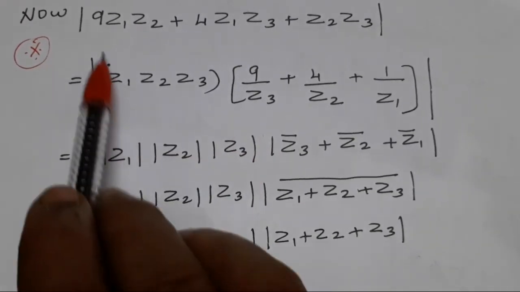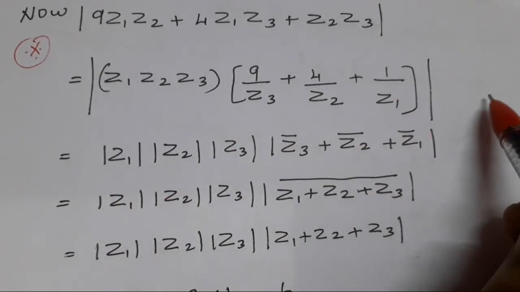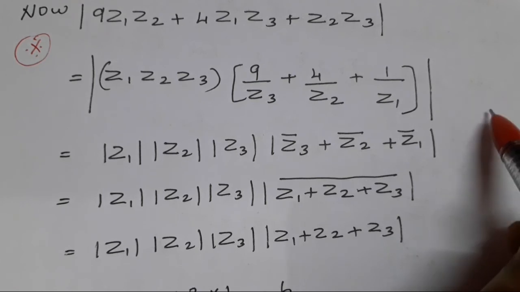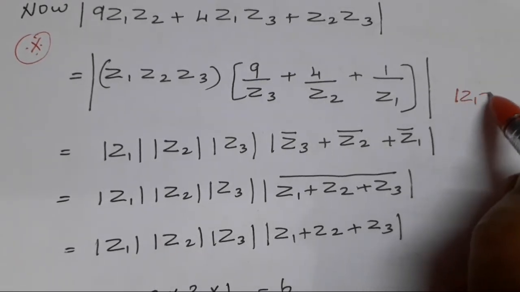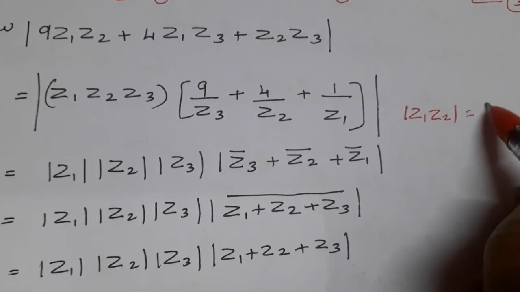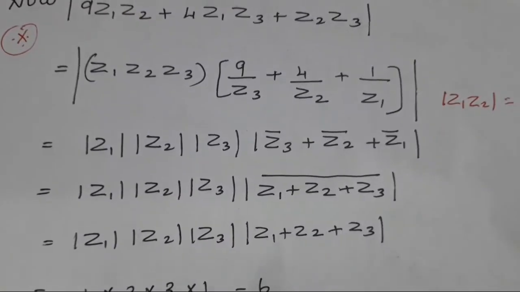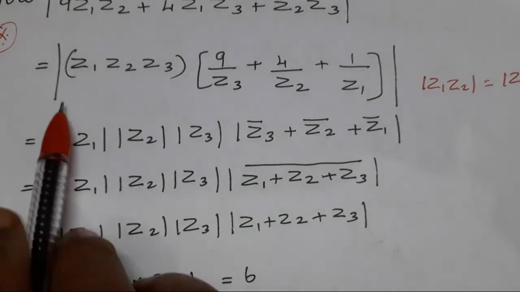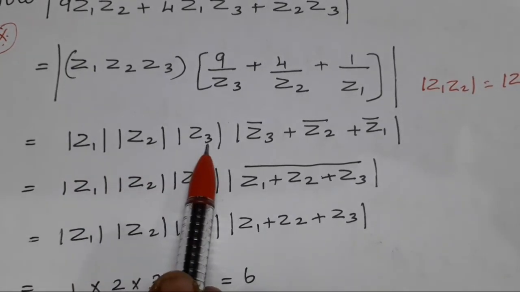So now here we take the modulus for these things. Modulus of Z1 whole, we take this single modulus, because we remember the product. Modulus of Z1 into Z2 into Z3 is what? We remember the property: modulus of Z1 into Z2 equals modulus of Z1 into modulus of Z2. So we are using this property here. Modulus of Z1 into Z3 is modulus of Z1, modulus of Z2, modulus of Z3.